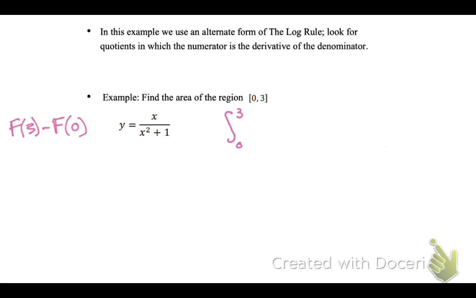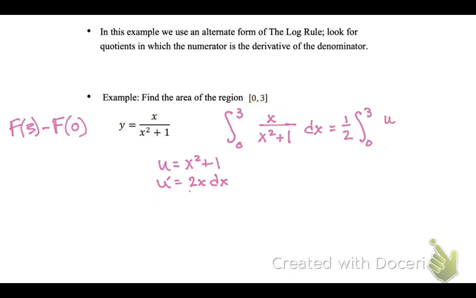Okay, so we have the integral of x over x squared plus 1 dx. Okay, so u would be x squared plus 1. So u prime would be 2x dx. Okay, so we're missing the 2, so we're going to have a half out in front, aren't we? So we're going to have 1/2 the integral from 0 to 3 of u prime over u.